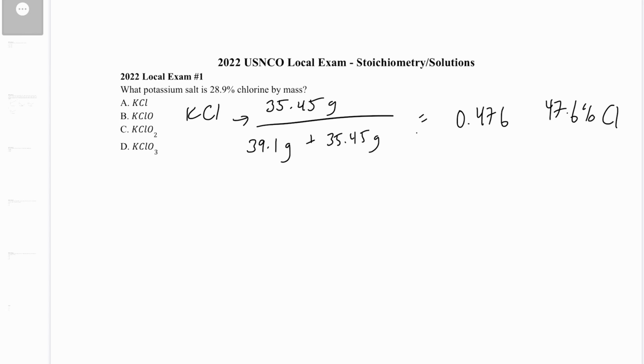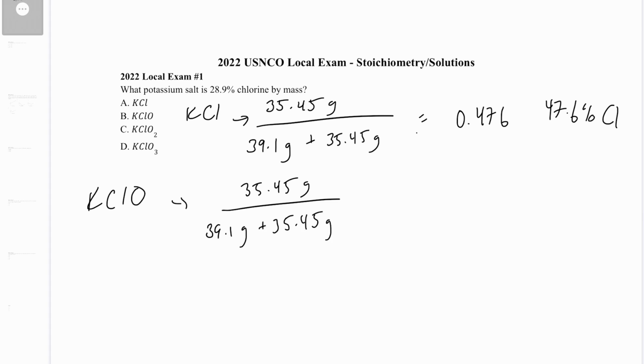All right, let's look at potassium hypochlorite. So that's going to be 35.45 grams over 39.1 grams plus 35.45 grams, and then the 16 grams from the oxygen. That comes out to about 0.391, so 39.1% chlorine.